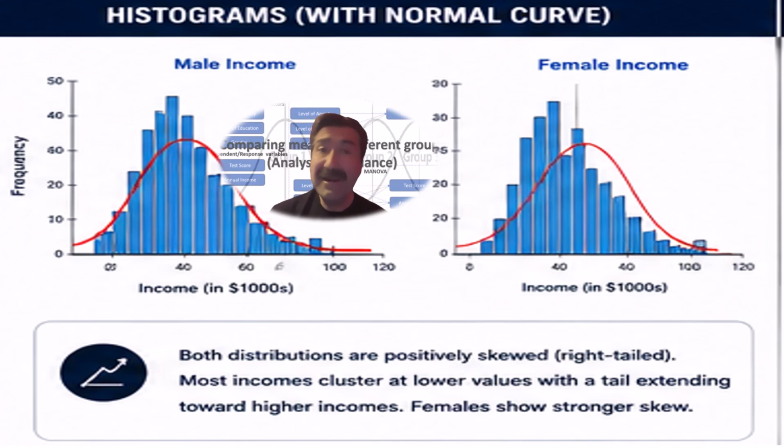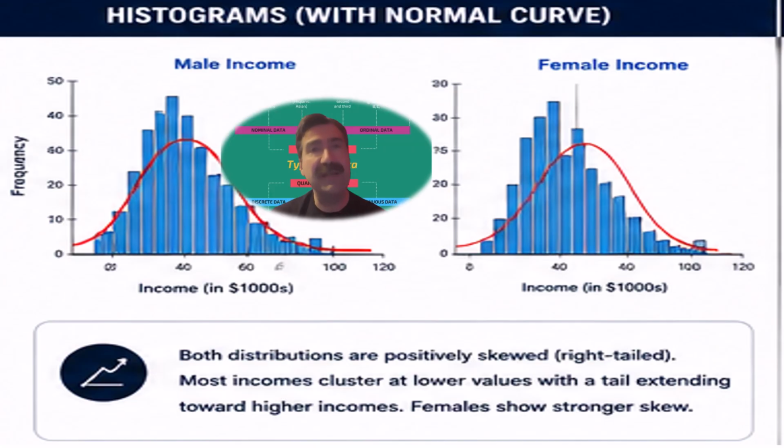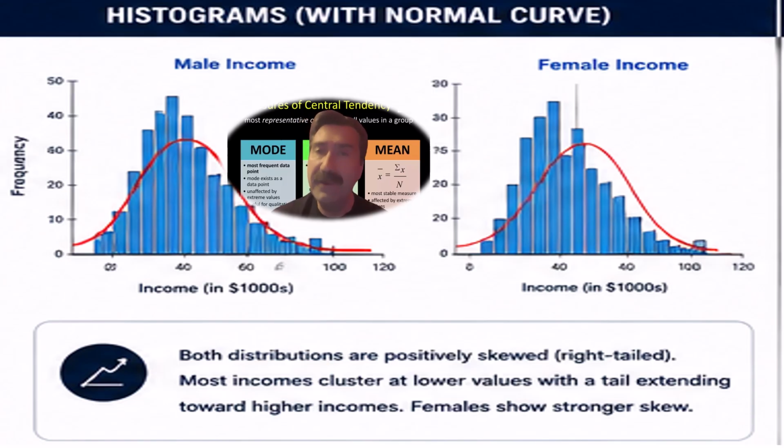Let's see histograms with normal curves. Let's focus specifically on histograms. A histogram shows how scores are distributed across different intervals. The normal curve serves as a reference point. If the bars closely follow the curve, the distribution may approximate normality.